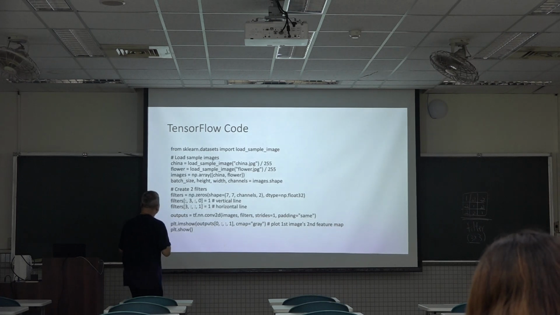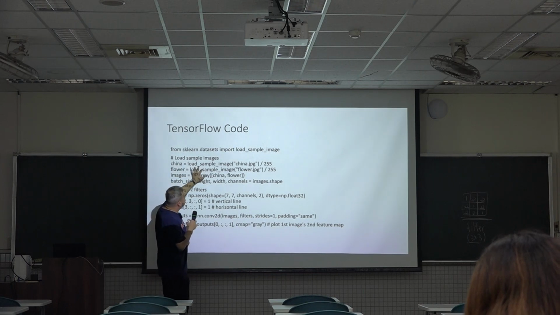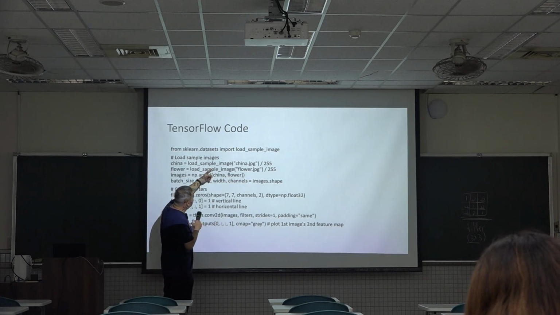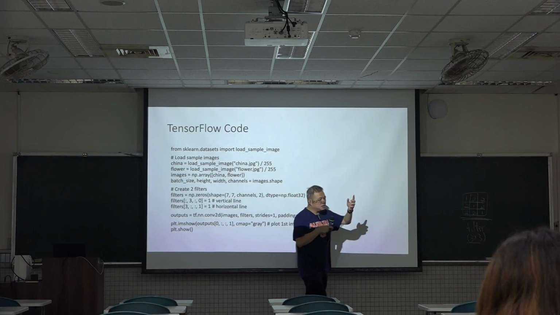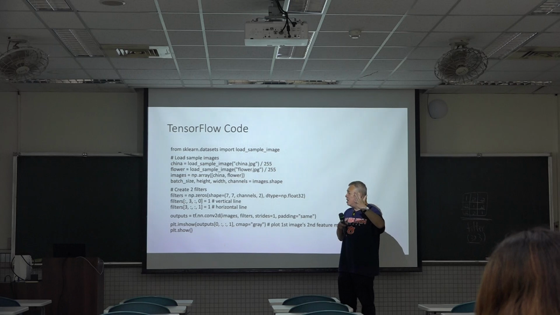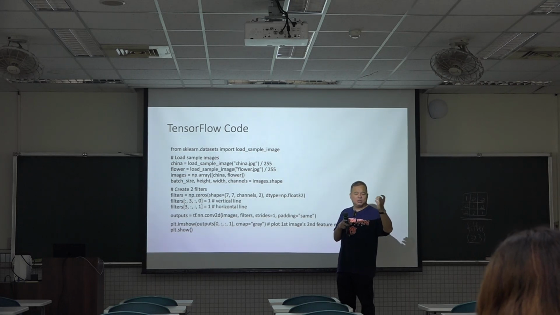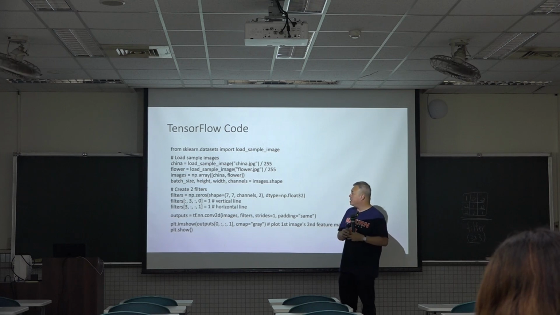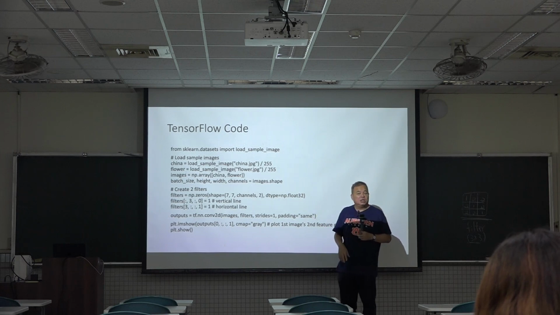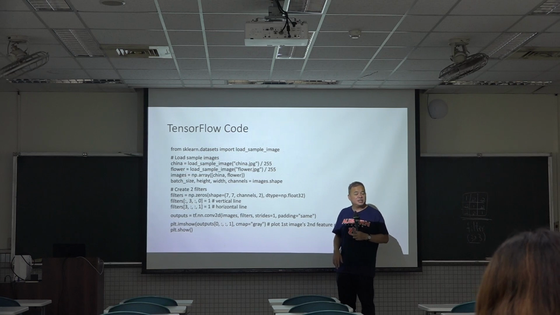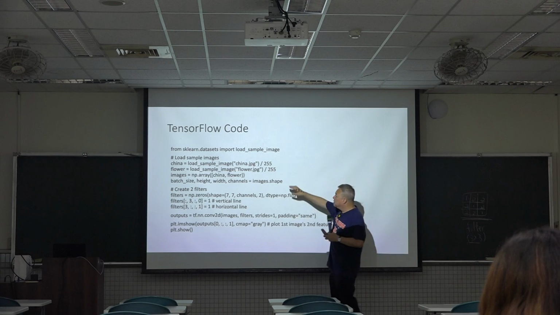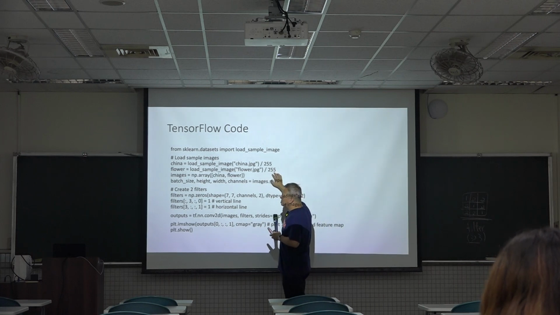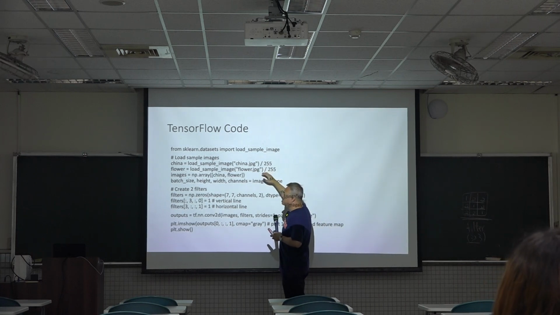Here, we load china.jpg, and we divide it by 255 so that each pixel is now in the range of 0 to 1. And by the way, these two images are grayscale, so it only has one channel. For the flower, again, we divide by 255, so each pixel is between 0 and 1.